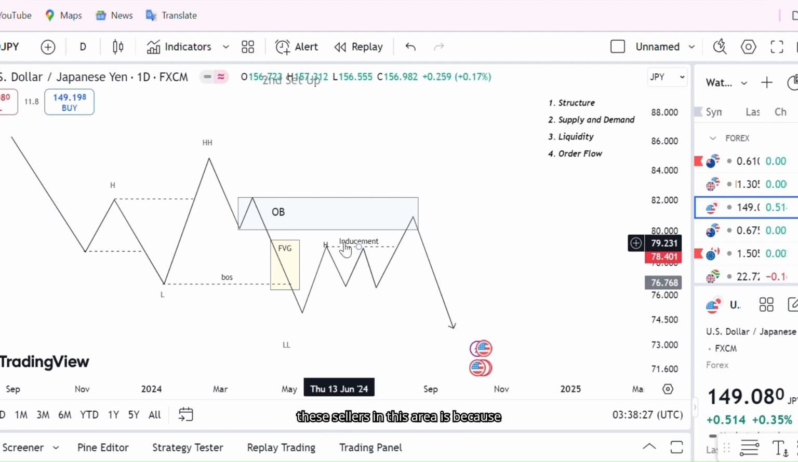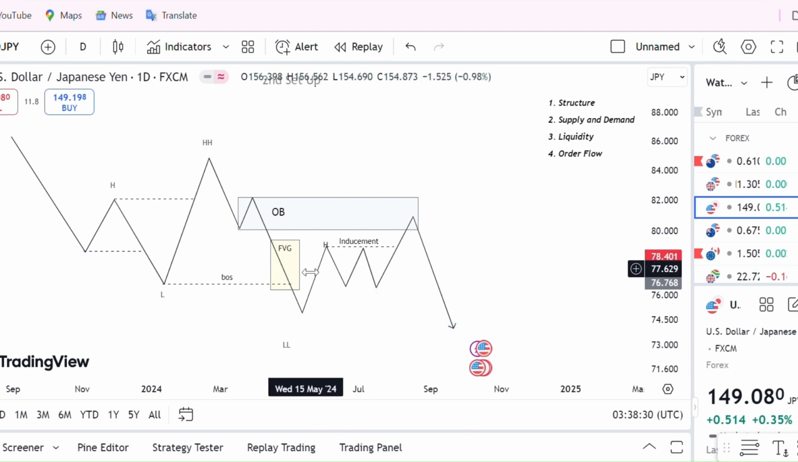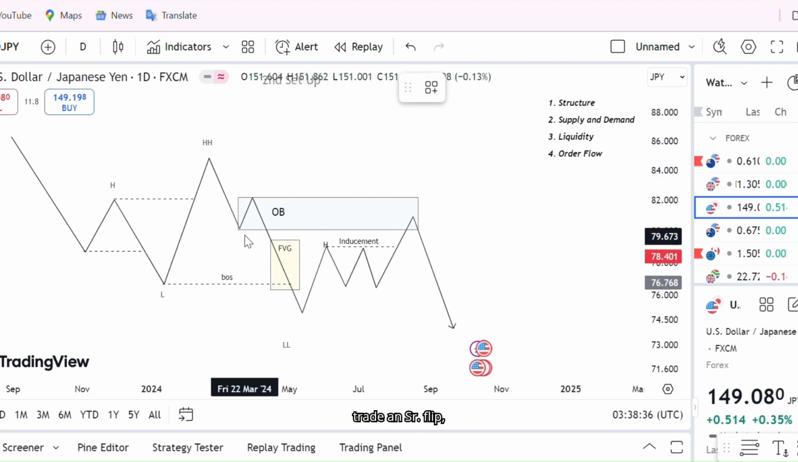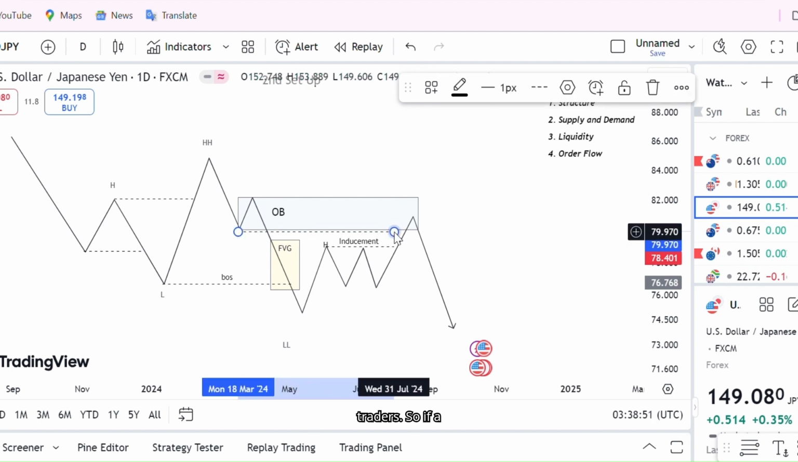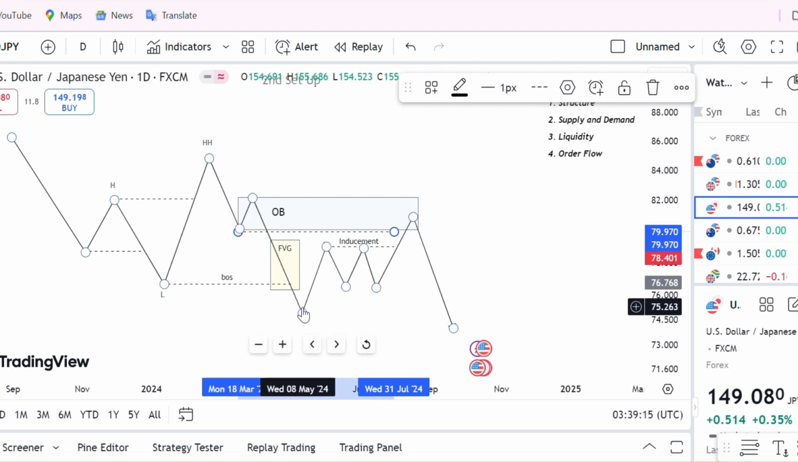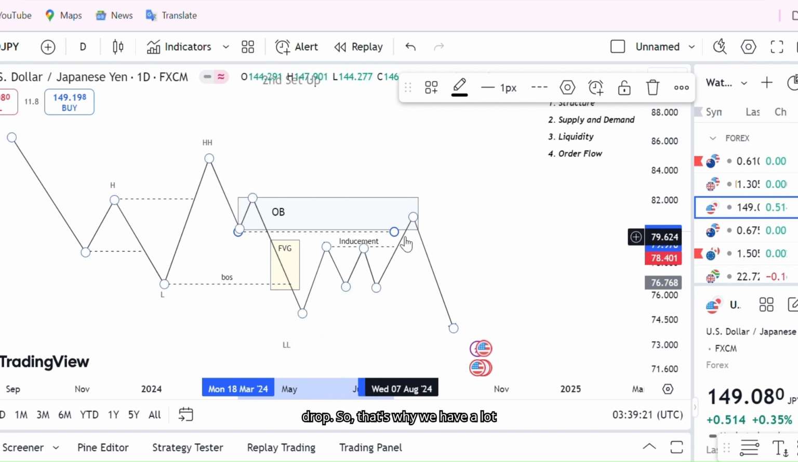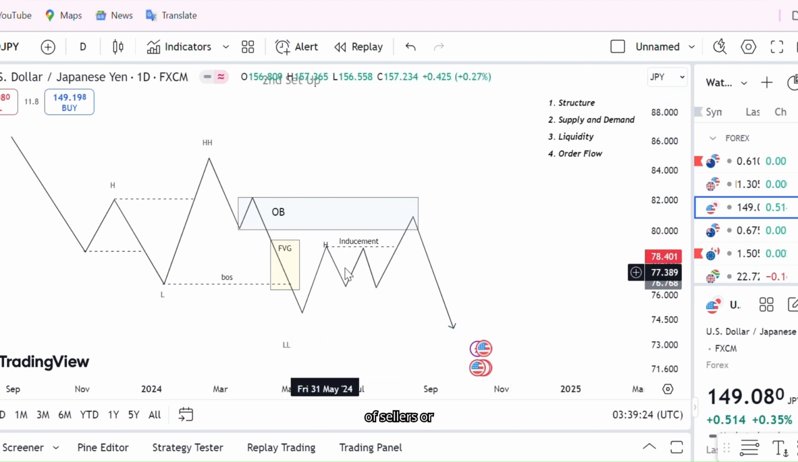And the reason why there are sellers in this area is because we know there are people who trade on fair value gaps, and there are people who trade an SR flip, a supply resistance flip. So they call them supply and resistance traders. So if a market forms a low and it takes out that low, the traders are confident that we're going to react on that low and then we drop. So that's why we have a lot of sellers or selling positions around this area.